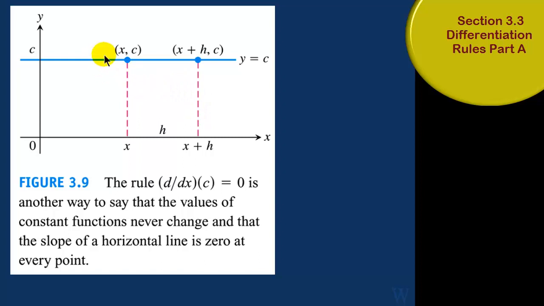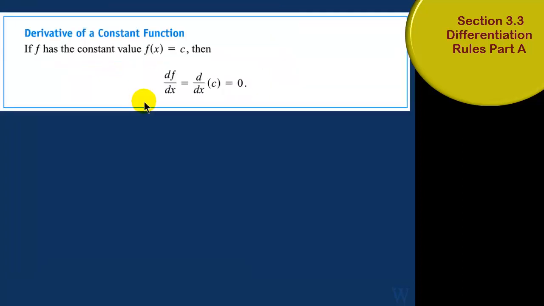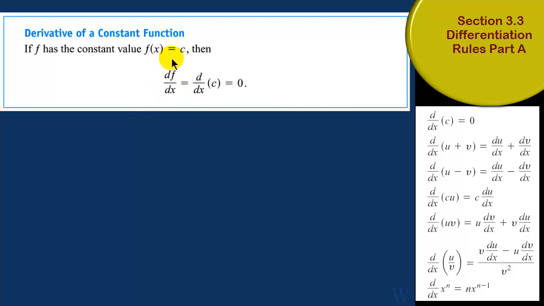If we can generalize, we can say that if we have a horizontal line, then the derivative of the function, a constant function, is equal to 0, because the slope of this horizontal line is 0. So the first rule of differentiation is that if f of x is a constant function, then the derivative of f with respect to x is 0. So if y is equal to 4, then y prime is 0. If y is equal to negative 5, y prime is still 0, and so on and so forth.